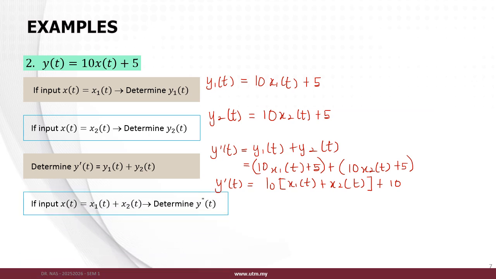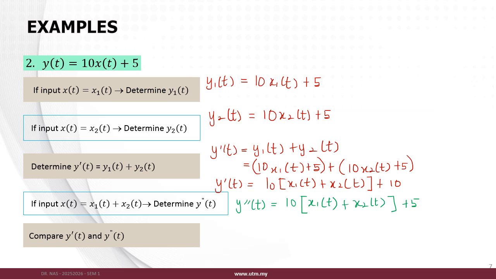Next you need to determine y double prime(t), in which x is now equivalent to x1 plus x2. So y double prime(t) equals 10 times your x, which is now x1 plus x2, at t, plus 5. Okay, next, finally you need to compare y prime(t) and y double prime(t).